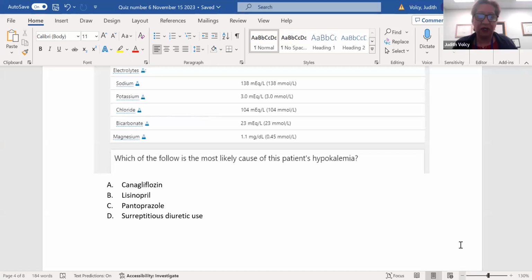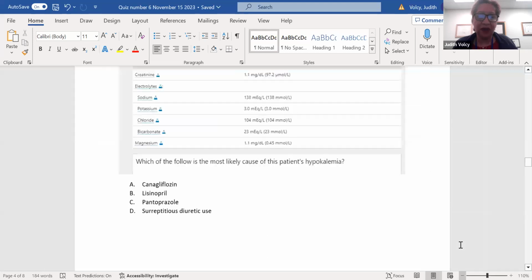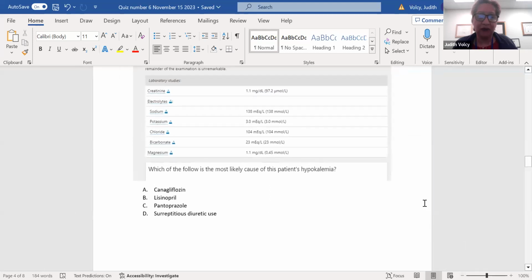Okay, so you can put your answer in the chat. I'm trying to make this smaller so you could see everything.